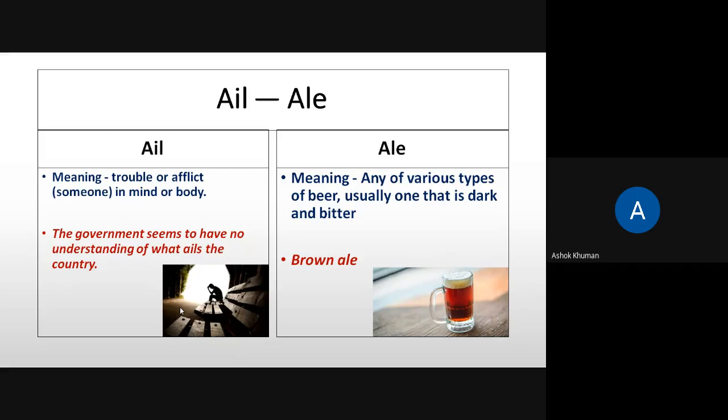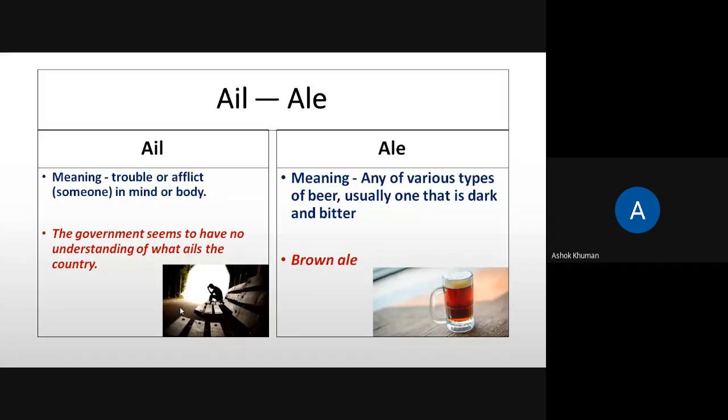So ail is not only used for human beings. It can also be used for animals, for other objects, for example a country. A synonym is pain. The government has no idea what pains the country, what the problem of the country is. What is the meaning of this sentence? The government seems to have no understanding of what the real problem of the country is.